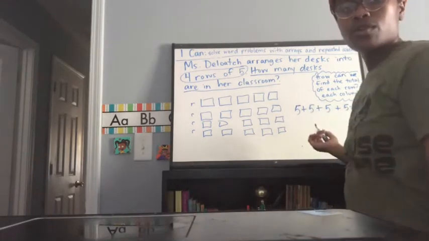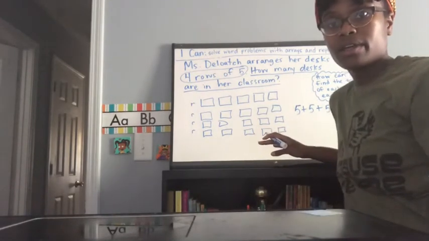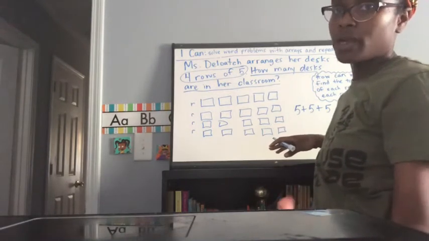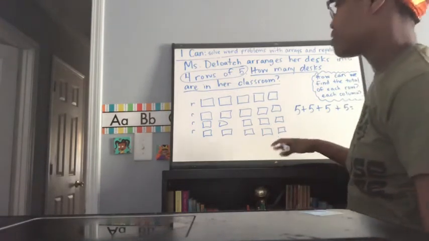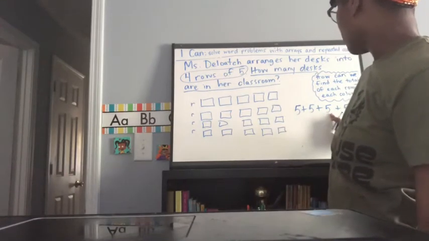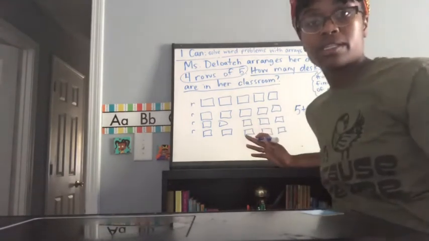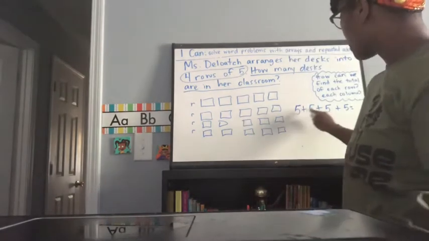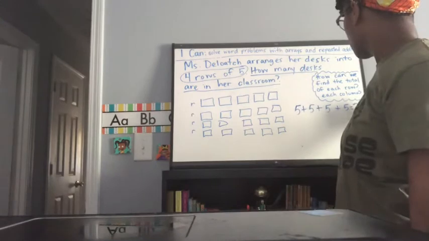What would be the total if I'm adding along each row? I can skip count by 5, or I can use what I know about adding 5 together. 5 and 5 make 10. 5 and 5 make 10. 10 plus 10 together equals 20. 5, 10, 15, 20.